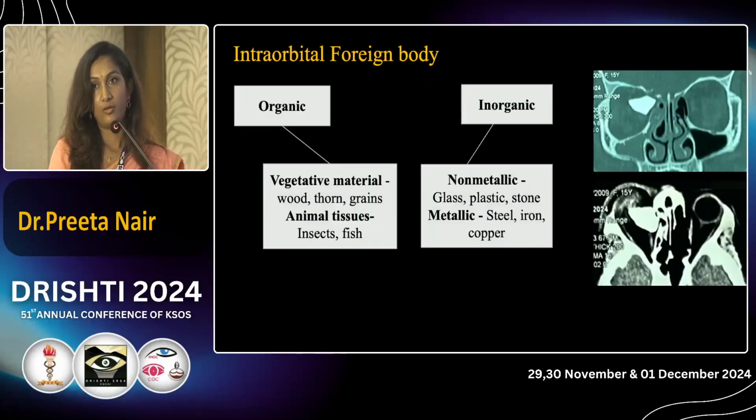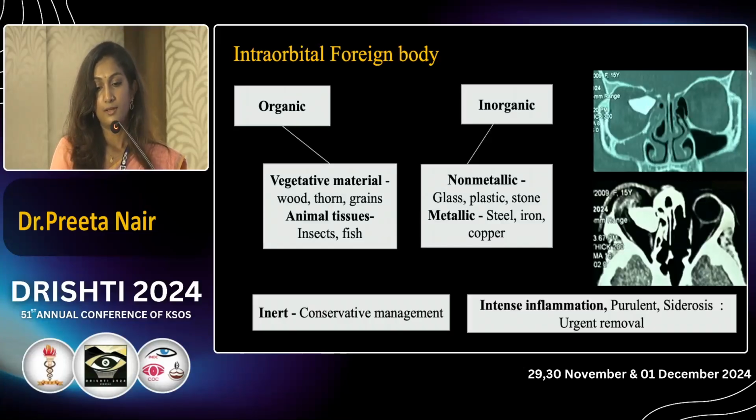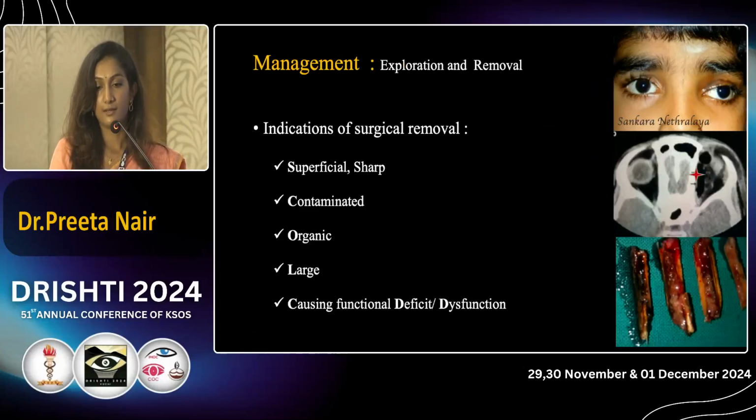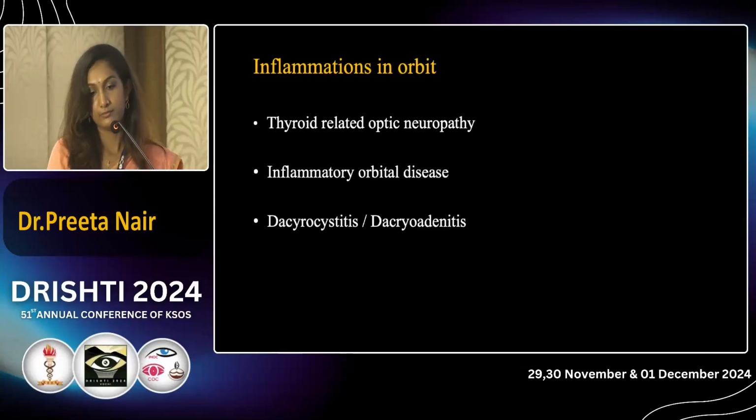In cases of intraorbital foreign bodies, we can divide them into organic and inorganic. If the patient presents with intense inflammation, purulence, or cellulitis, an urgent removal is recommended. These can be taken up for exploration and removal. These are the indications for surgical removal: if the foreign body is superficial, sharp, contaminated, organic, or most importantly, if it's causing a functional deficit, yes, it has to be removed.